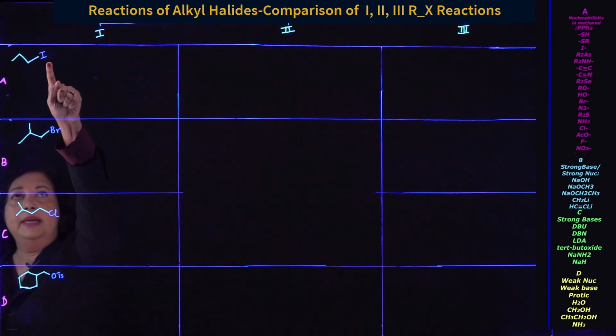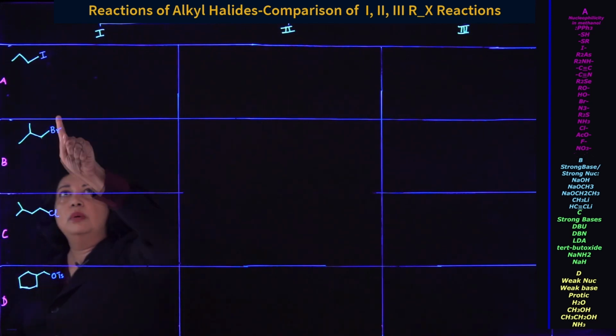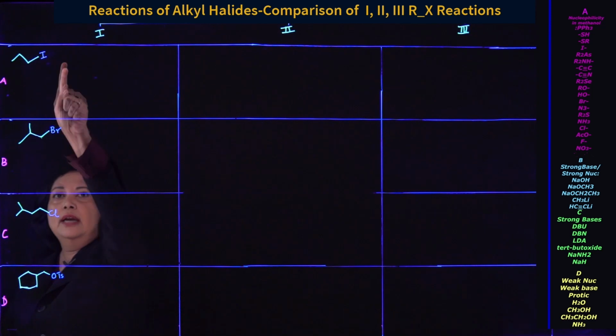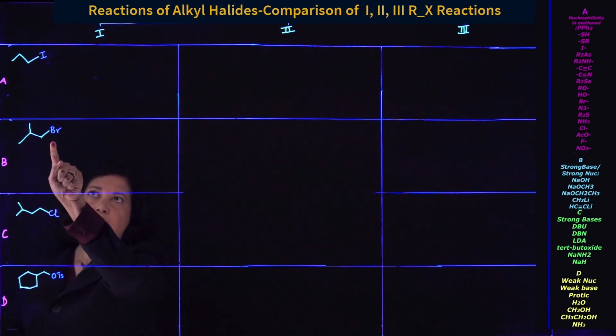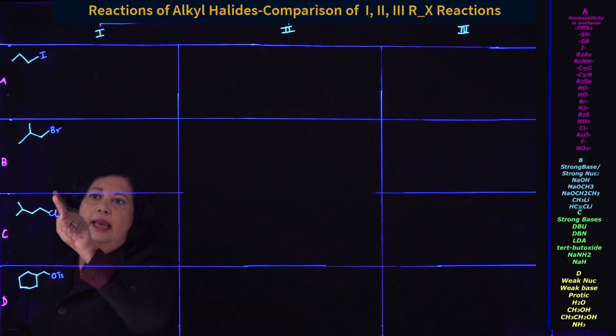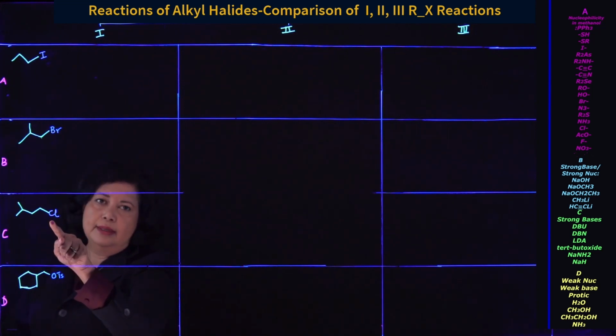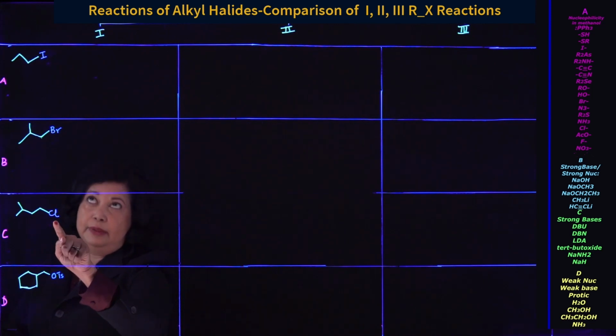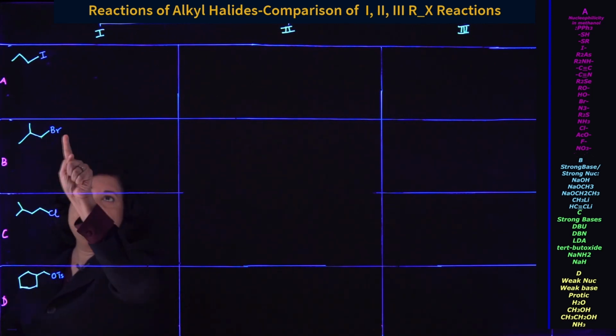So iodide is a better leaving group because the pKa is lower for HI. Then it would be HBr. So Br would be the next best leaving group among the halogens. And then it would be the chloride. So that would be the next best leaving group. So iodide is a better leaving group than bromide.